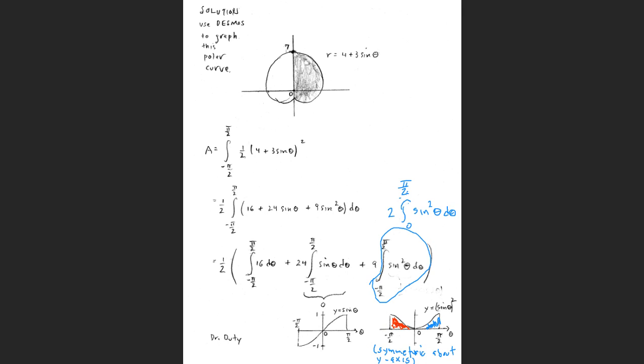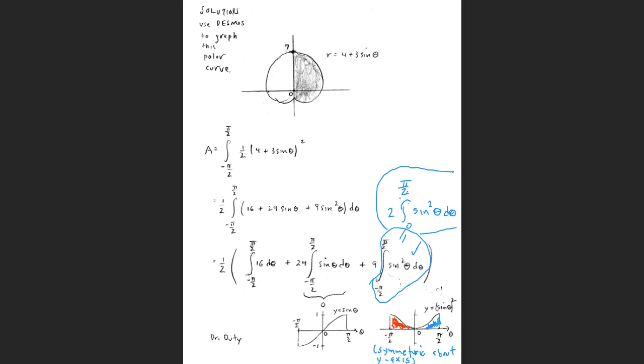So I can express the integral from negative pi over 2 to pi over 2 of sine squared theta as 2 times the integral from 0 to pi over 2 of sine squared theta, right? They are equal. And 0 is always a nice limit to have in an integral. It makes it easy to work with.